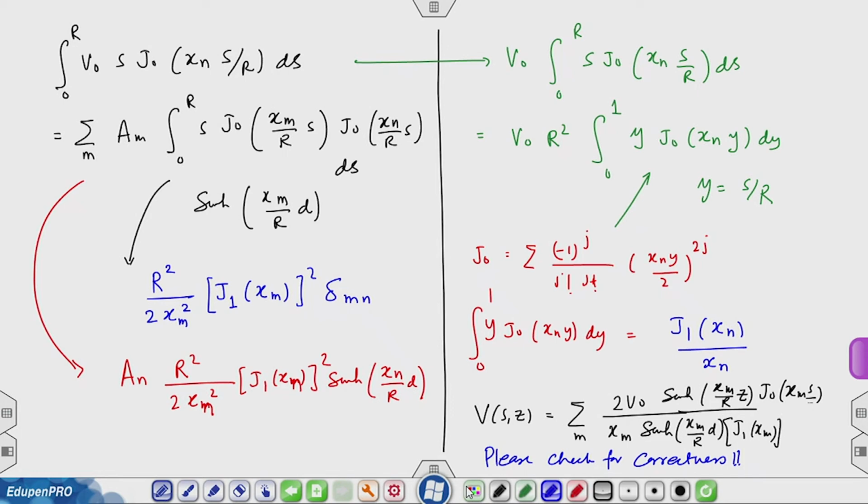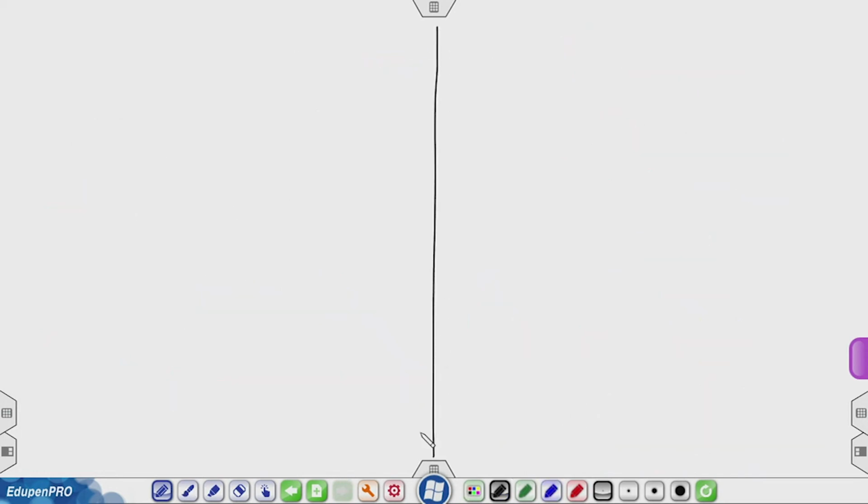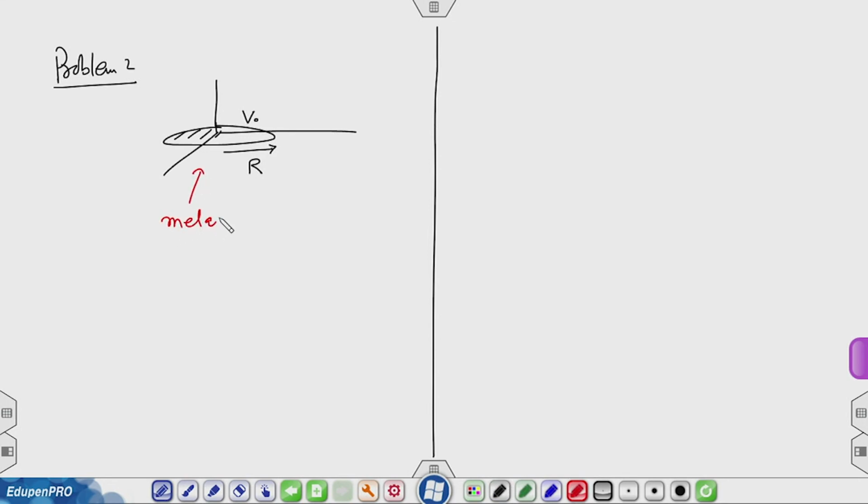The second problem I want to do is similar. And that is, if I take a disk in the xy plane, the radius of the disk is r, and it has potential V, let us say V 0. This is a metallic disk of 0 thickness and has potential V 0. Find potential everywhere.